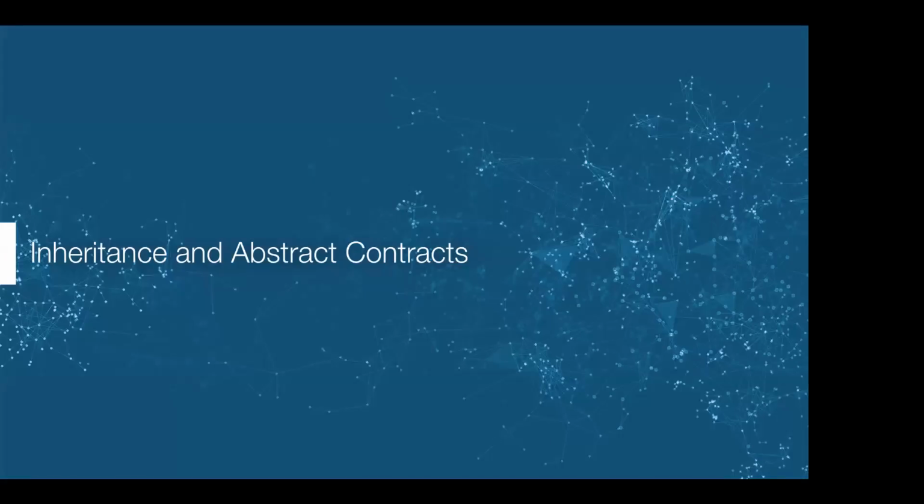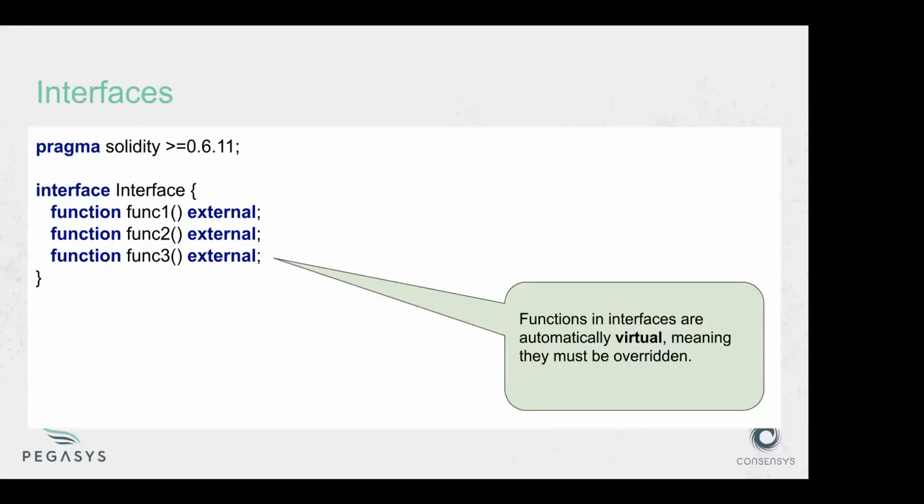Another feature which is new is inheritance and abstract contracts. So we've had interfaces in Solidity for a while, but with 0.6, you've got slightly different meanings. In particular, there's the virtual keyword, and you don't actually use the virtual keyword in interfaces though. So functions that are in interfaces automatically have virtual associated with them. And that means that they need to be overridden, which I guess is no different from previous versions of Solidity.